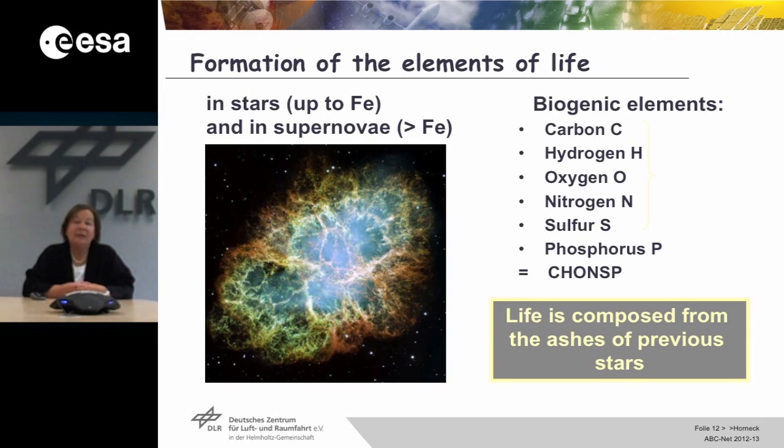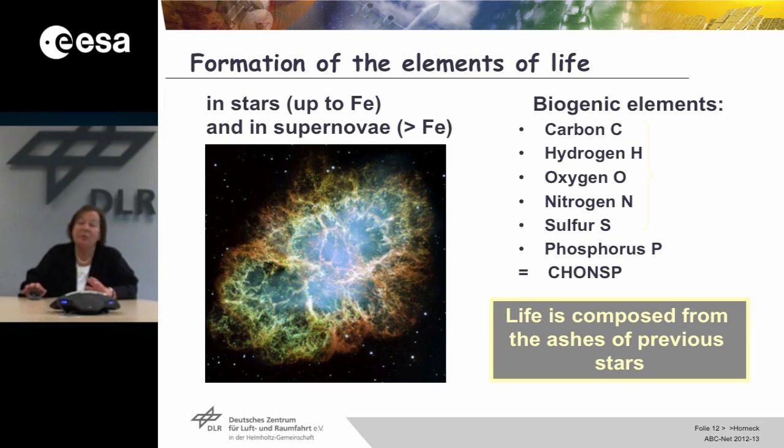But in order to have even more heavy elements, which are required as some rare elements in life processes, that needs supernovae. And you will hear that in more detail during the lecture. But the biogenic elements are carbon, hydrogen, oxygen, nitrogen, sulfur, phosphorus. These are those which make the bulk of the living material. And here you see the acronym.